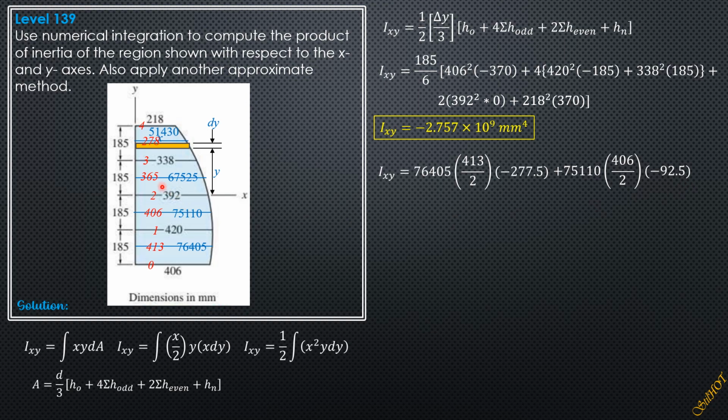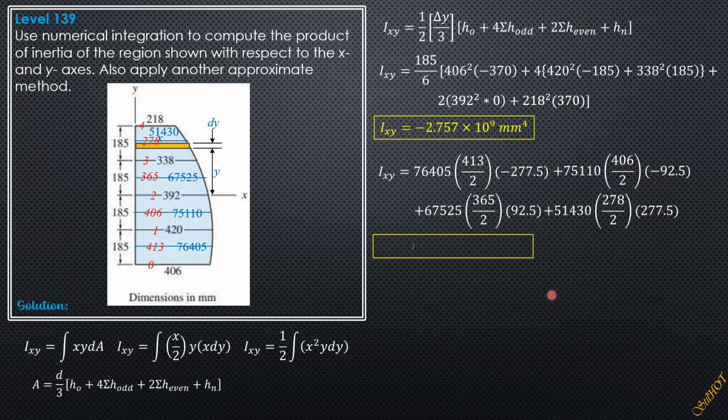For the next area, 67525, x bar is 365 over 2, y bar is 92.5 positive or 185 over 2. Then lastly, plus 51430, x bar is 278 over 2, y bar is positive 277.5. So computing for Ixy is negative 2.665 times 10 to the 6 mm to the fourth. This is the other approximate way, and this is my style.